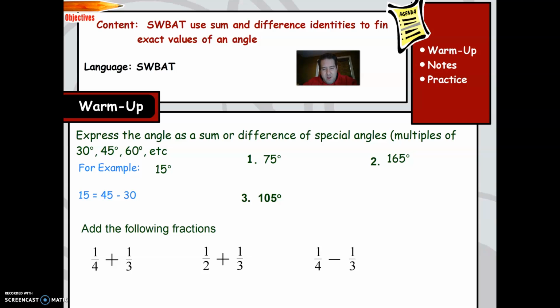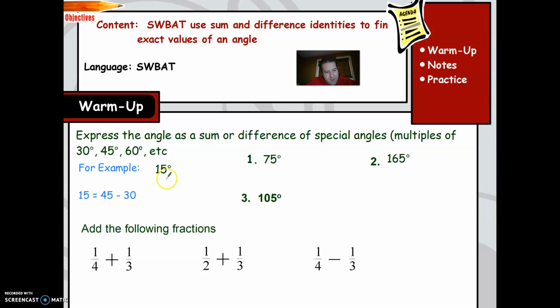All right, P helps with Unit 3, Topic 3, Lesson 4, Sums and Differences Identities. These do take quite a bit of time, which is why I'm not going to be doing all of them for this video. Starting with the warm-up, it says express the angle as the sum or difference of special angles.